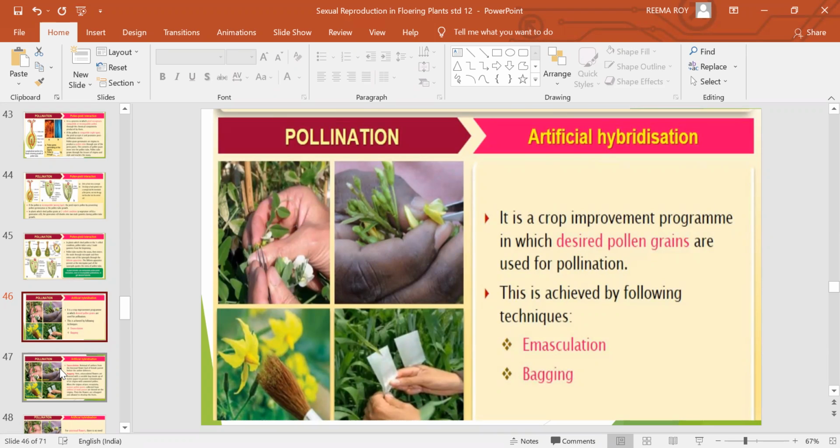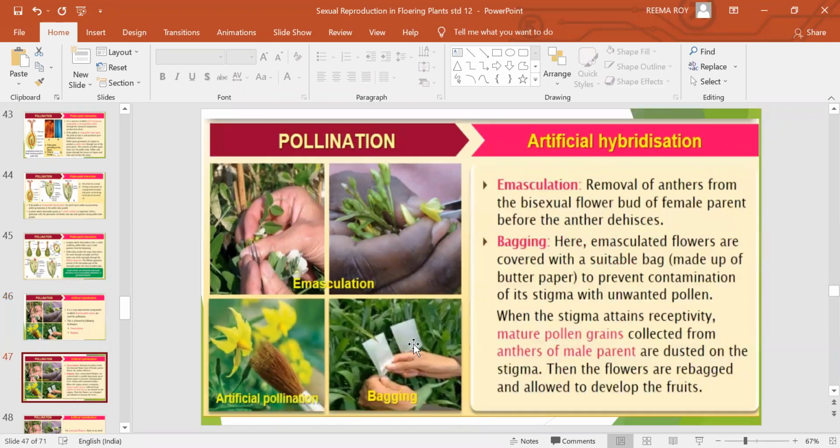Second is bagging. Bagging means, you see the fourth picture, it is covered with a bag or a cover. Okay, now we'll discuss in detail. In artificial hybridization, emasculation is the removal of anthers from the bisexual flower bud of a female parent before the anther dehisces. That means before the anther bursts out, you remove the anther from the flower. It is called emasculation.